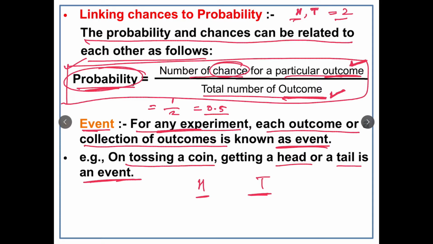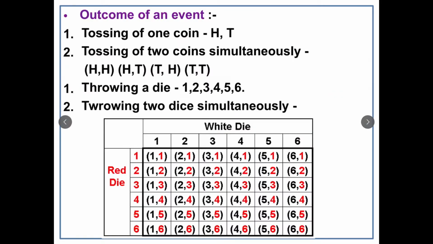Moving ahead, next we have outcome of an event. Here I have written the outcome of certain events. Suppose we are to toss one coin, then the outcomes will be heads and tail, so the total outcomes here are 2. Similarly, tossing two coins simultaneously, which means together. When we toss two coins simultaneously, the outcomes are head head, head tail, tail head or tail tail. So the total possible outcomes here are 4.